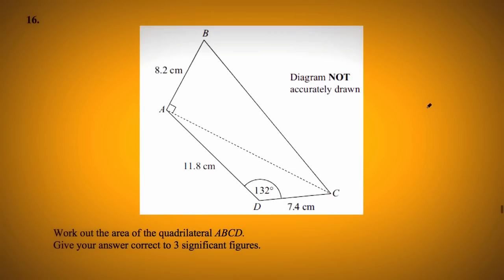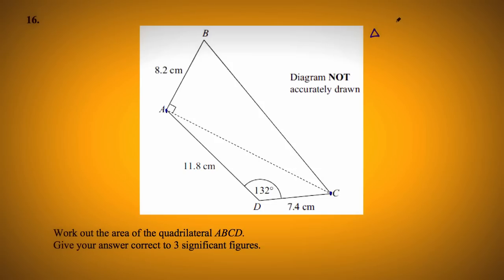Question 16. Work out the area of the quadrilateral ABCD. Give your answer correct to 3 significant figures. I can see a right angle triangle here, so if I can work out AC, then I'll be able to do half the base times the perpendicular height and get the area of ABC. And this triangle, I can find the area using half AB sine C. So let's get that first of all.